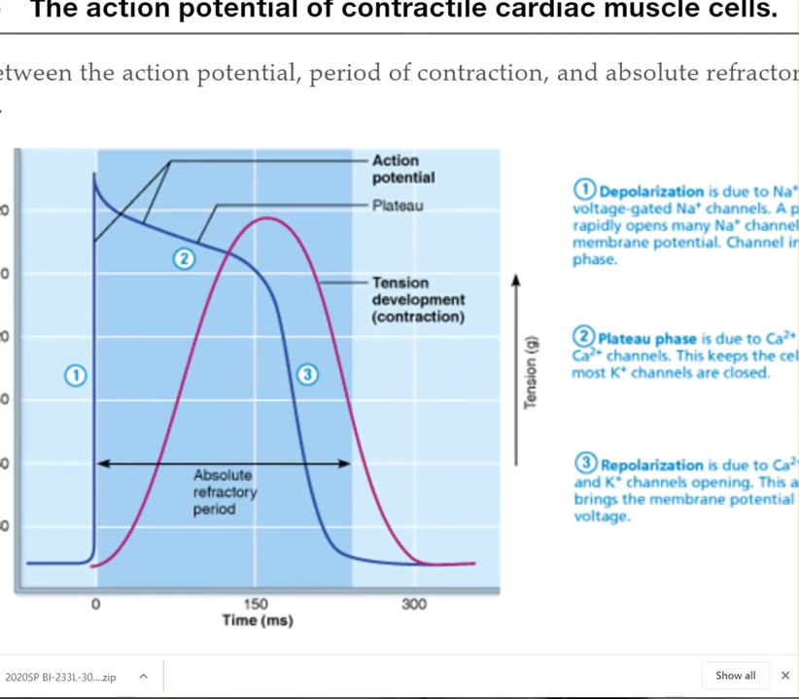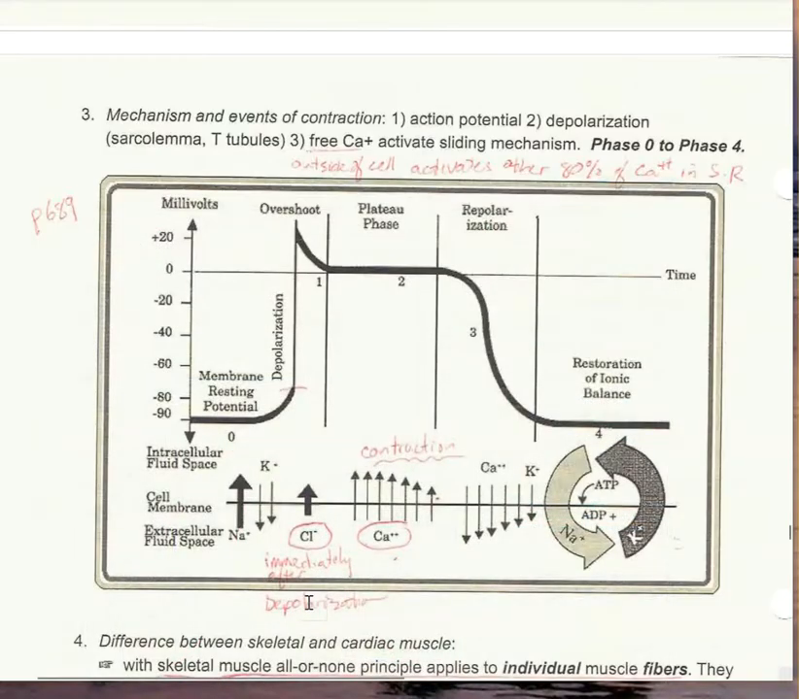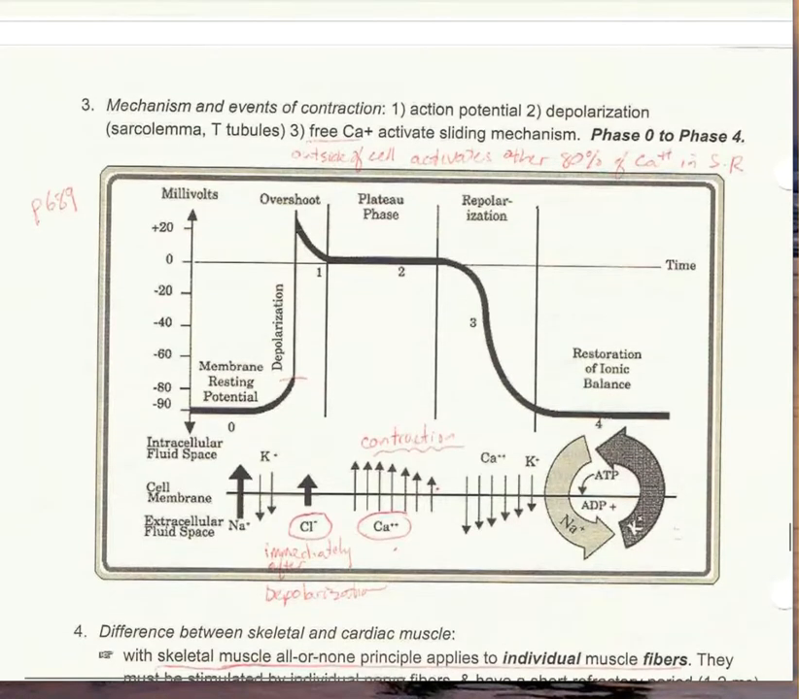However, their plateau slopes down, which is more correct. In our picture, which is a little less correct but maybe a little easier to follow, the plateau stays directly flat. But I'm going to use this picture because I think it's pretty good, and I'll try to explain the difference between what we see in a normal action potential and contraction in this one.